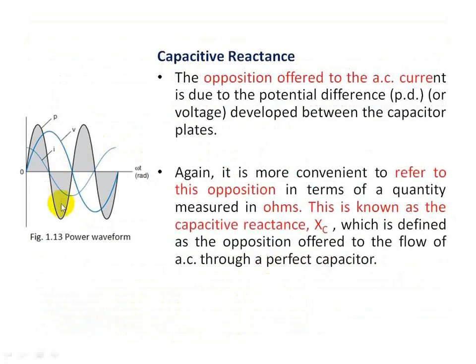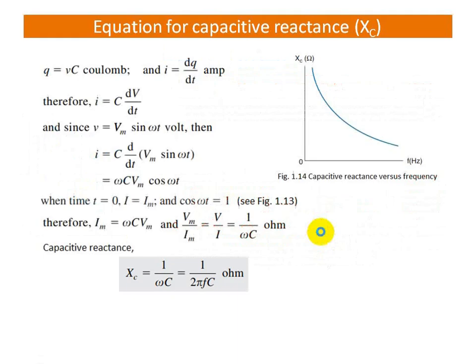Coming to the power waveform, you can see here during the first quarter of the half cycle, power has a positive cycle and the energy is stored in the electric field, and during the negative half cycle, this is delivered back to the supply. In a capacitive circuit, the quantity which opposes the flow of current in the circuit is called capacitive reactance. It is expressed in ohms. It is denoted by Xc.